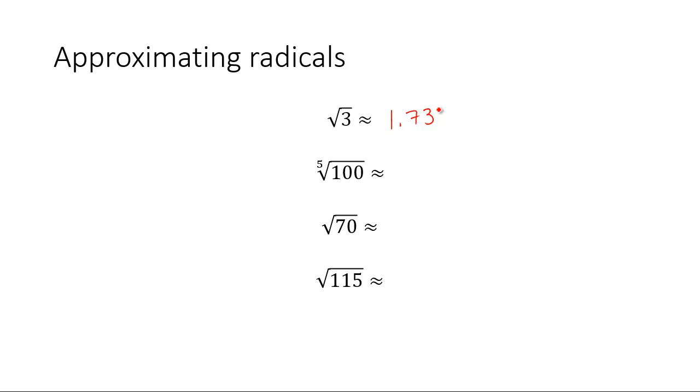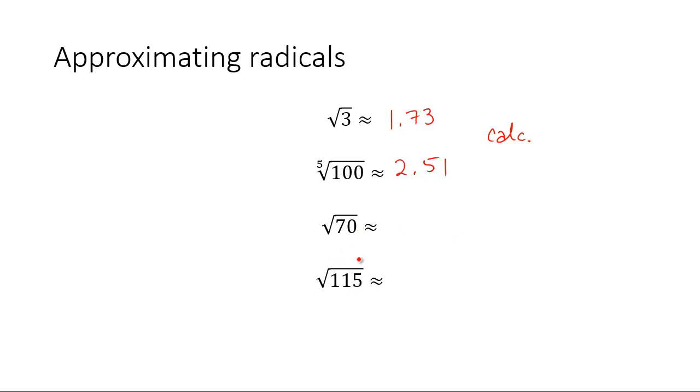What about the 5th root of 100? So try on your calculator. If you have a TI-83, you'd actually want to first type in 5 and then go to math, power of, and then 100. So that's 2.51. So these are approximations using your calculator, so make sure you can find those.